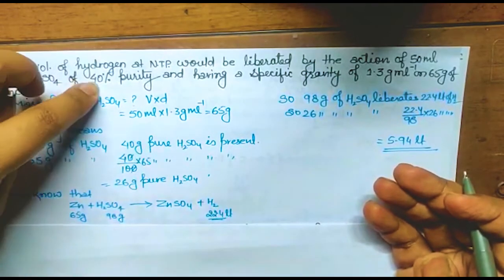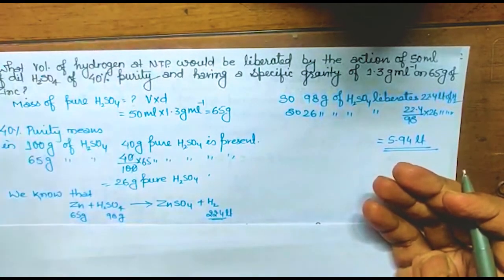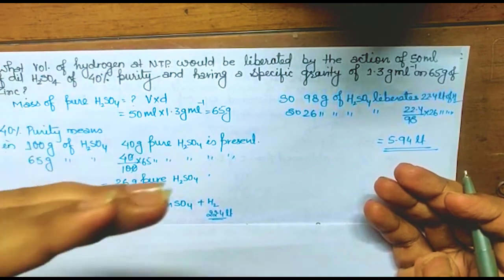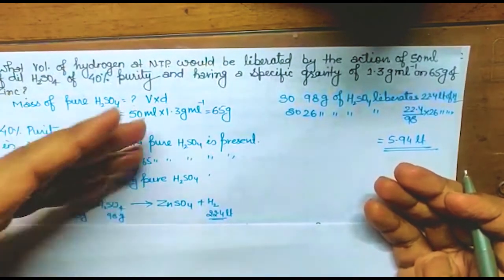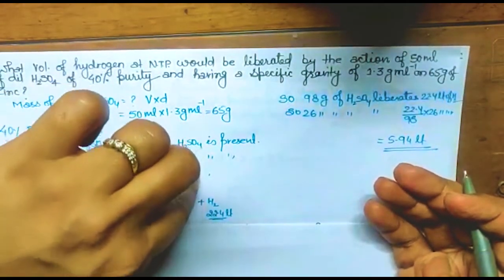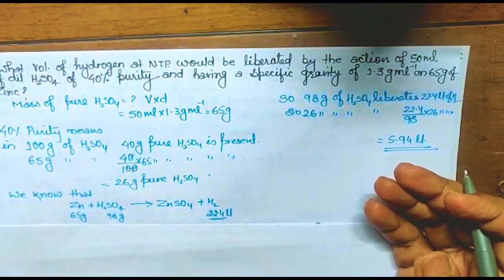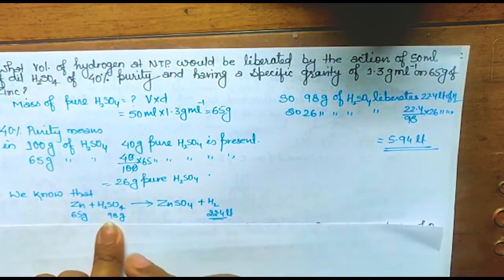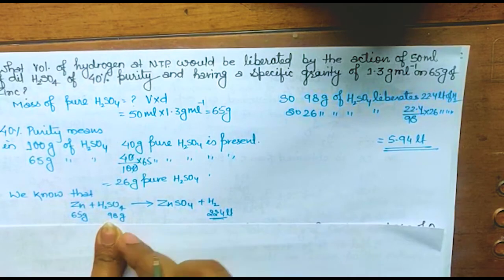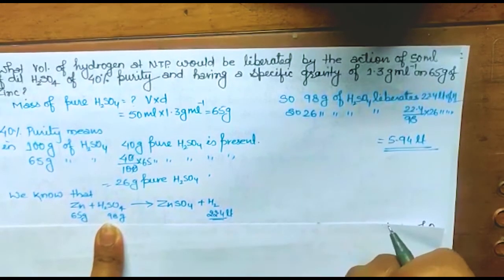Now 40% purity है, तो अगर 100 में 40 gram purity है, तो 65 में कितनी purity होगी? That you got. And this much pure H2SO4 only will liberate the hydrogen gas. So अगर equation के according 98 is liberating 22.4, तो 26 कितना liberate करेगा? This is the simple answer.